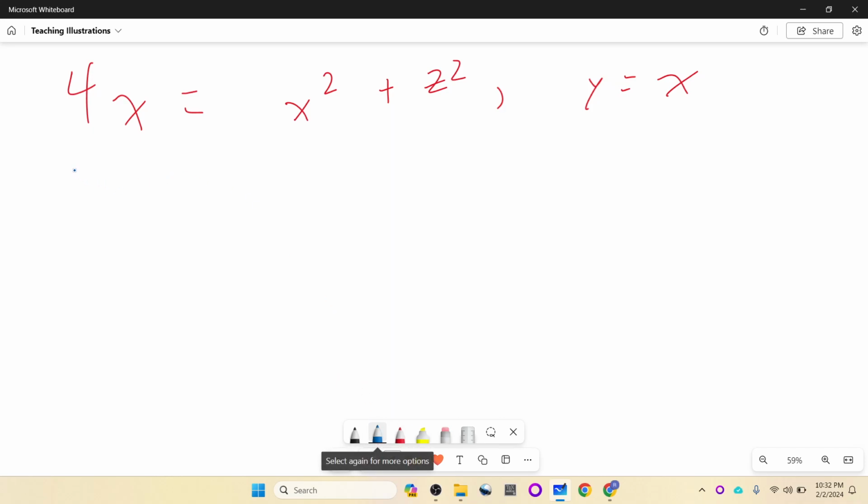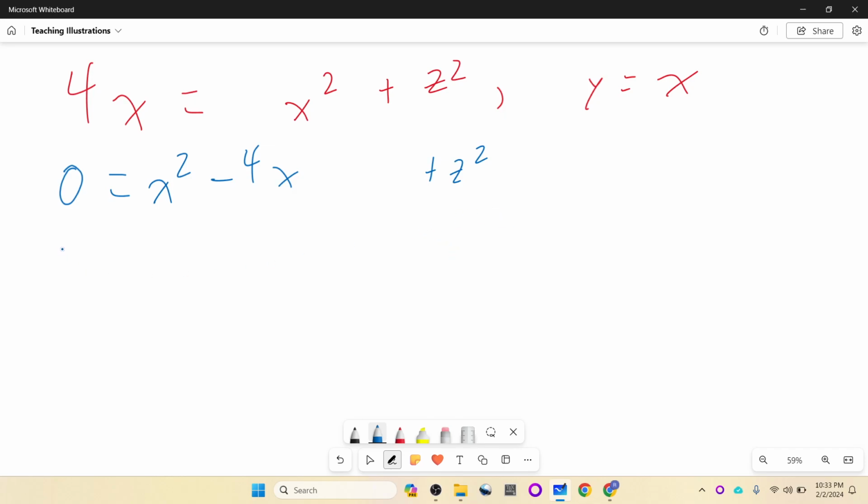So 4x equals x squared plus z squared. And y equals x. When I see this x squared and this 4x in the same equation, my mind jumps to completing the square. So let's do that. 0 equals x squared minus 4x plus z squared.